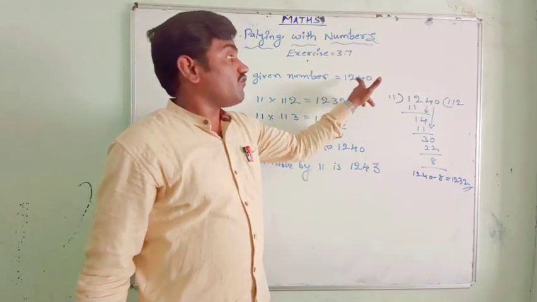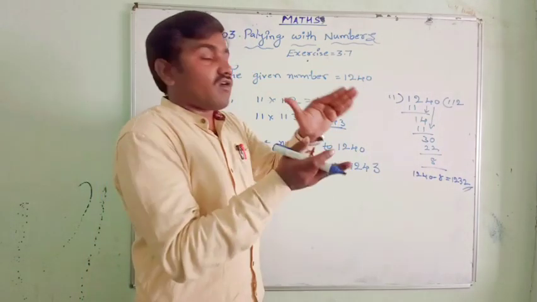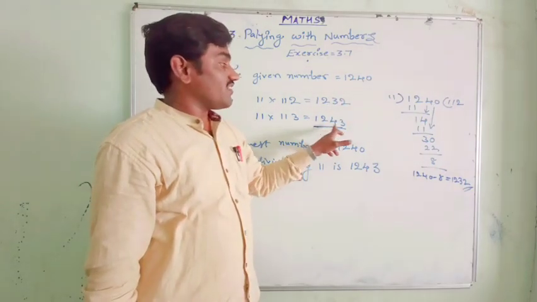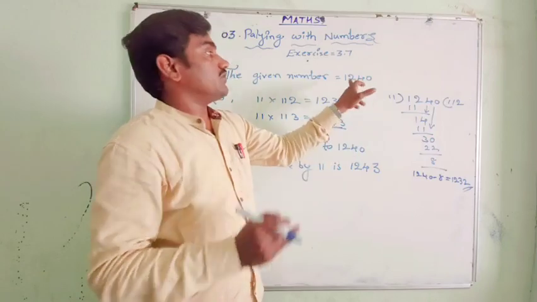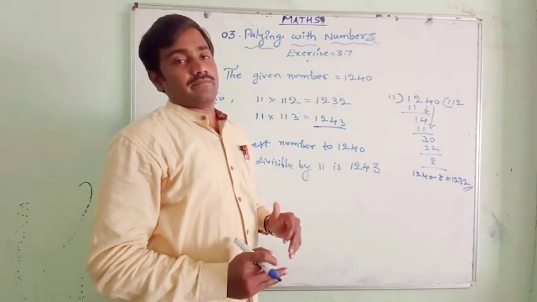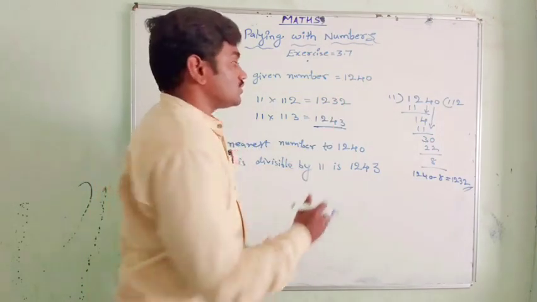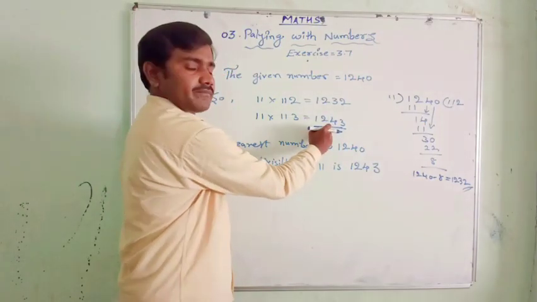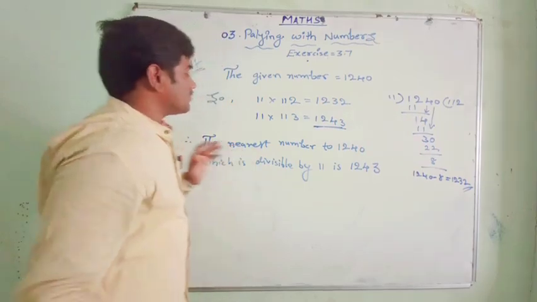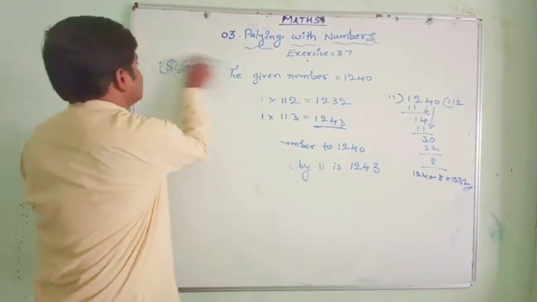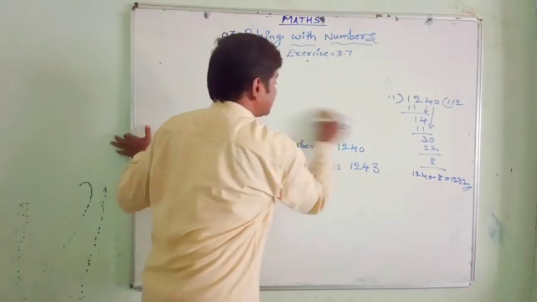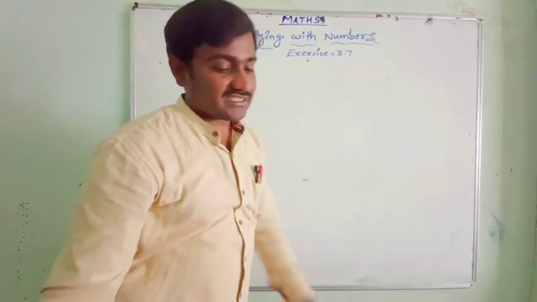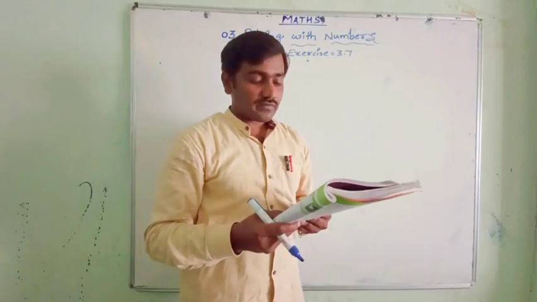1232 is a little far from 1240, but 1243 is very near to 1240. So we got two numbers. From this, the very nearest number, which is divisible by 11, is this. Very simple. So the next and last question here. See the last question of this exercise.